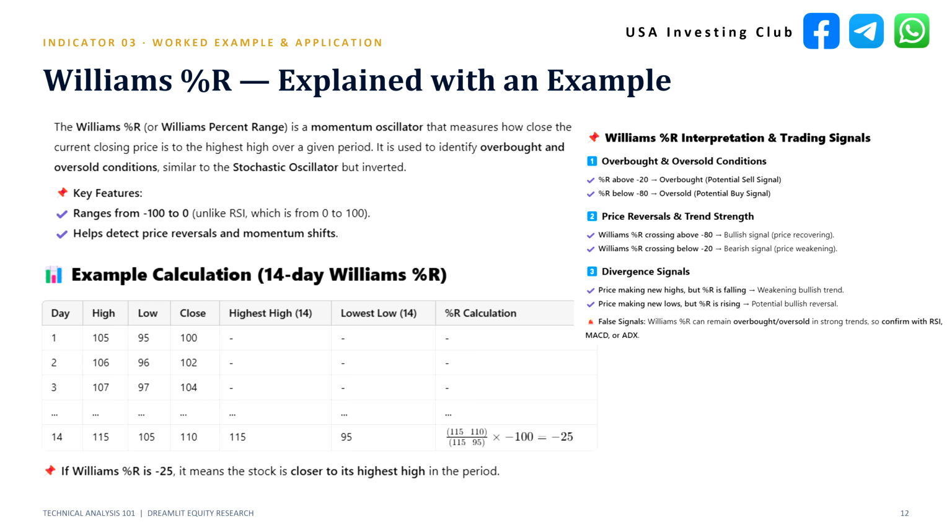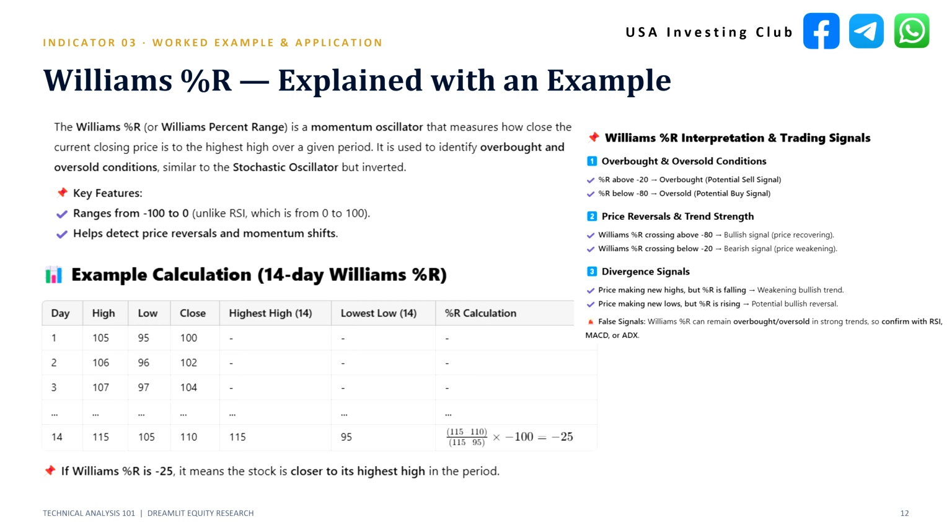Overbought and oversold. Percent R at or above negative 20 is overbought, a potential sell signal. Below negative 80 is oversold, a potential buy signal. Price reversals and trend strength. Percent R crossing back above negative 80 is read as a bullish signal, price recovering off its lows. Crossing below negative 20 is read as bearish, price weakening off its highs. And divergence. The same pattern one more time. Price making new highs while percent R falls signals a weakening bullish trend. Price making new lows while percent R rises signals a potential bullish reversal.